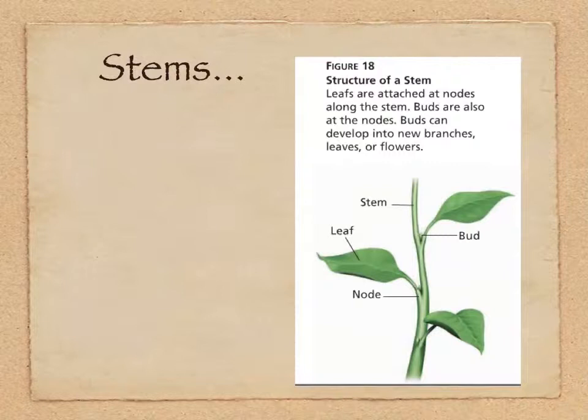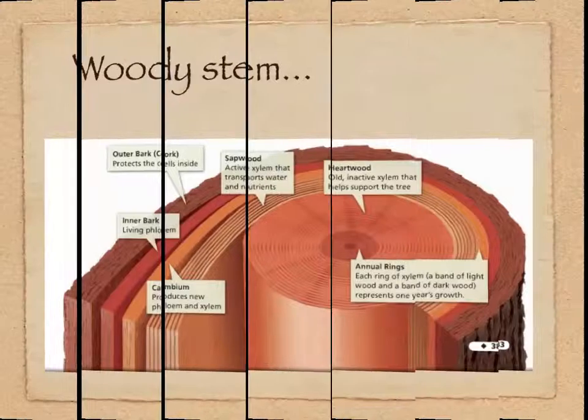Okay? Stems. Stems are the structures where leaves grow. And at the base of a leaf is a node, and right in the crevice where the leaf joins the stem at the node, there is a bud, and that bud can become a flower. Okay? Pretty simple, but important.